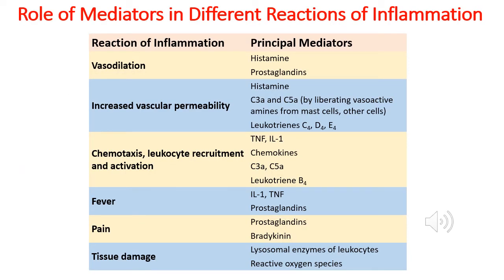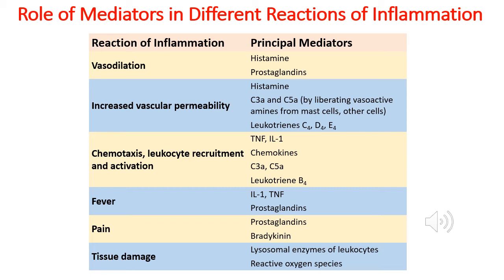Here again, a very useful table which summarizes the role of mediators in different reactions of inflammation. And as you see here, for vasodilatation, the most potent mediators for this are histamine and prostaglandins. For increased vascular permeability, histamine as well as C3A and C5A and leukotriene C4, D4 and E4 stand as the most potent mediators for that.